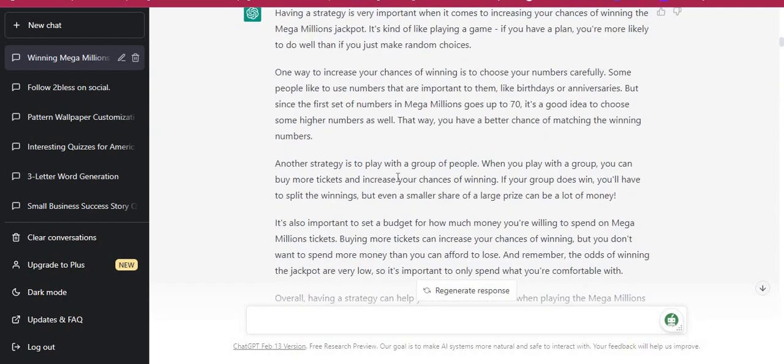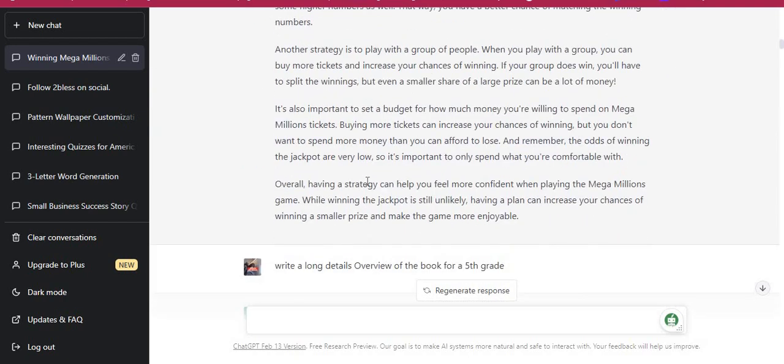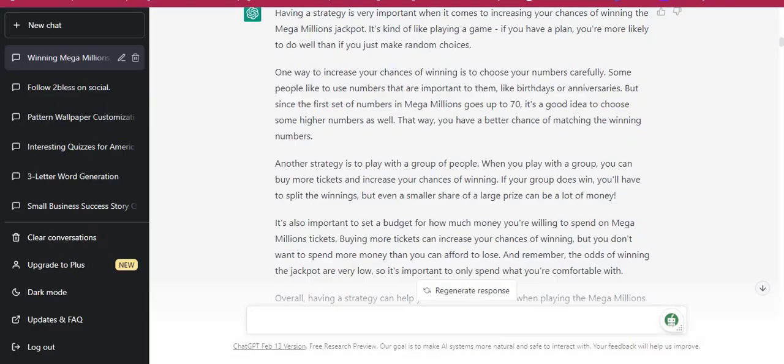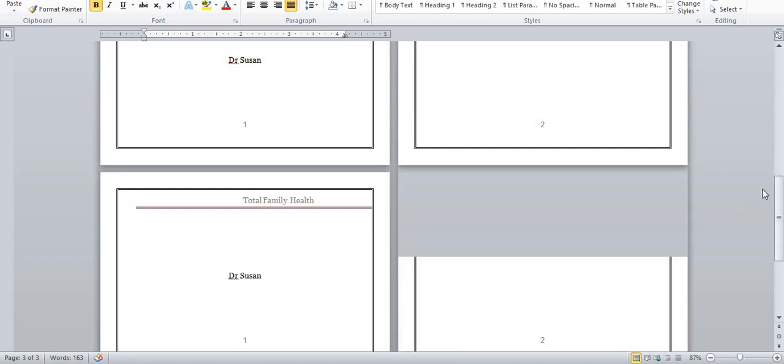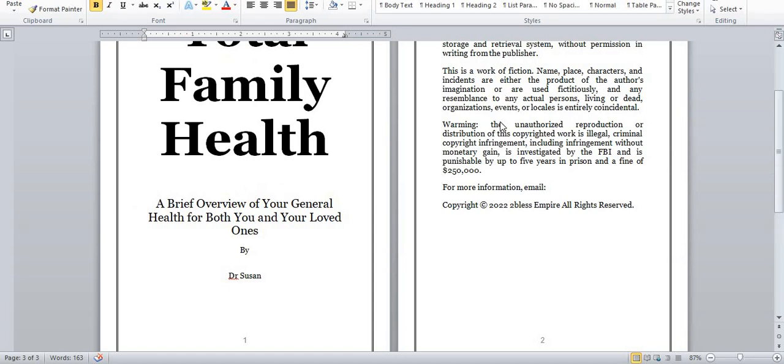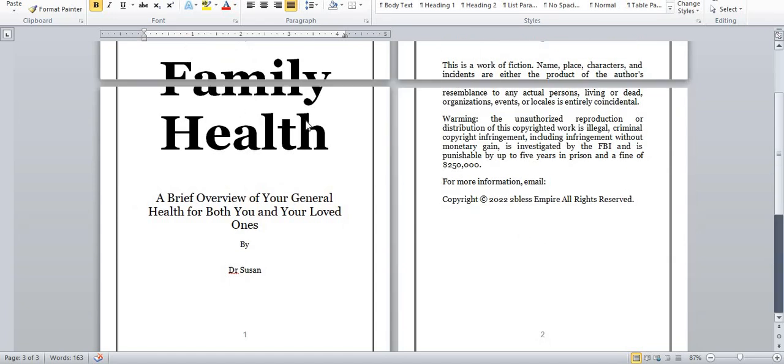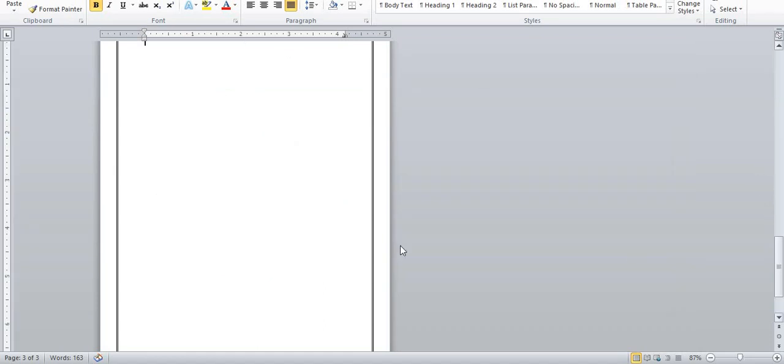So I'm going to pause this video and copy this into my Microsoft Word. You have to have a Microsoft Word. So here is my Microsoft Word right now. This is a template that I have already prepared for the book that I published the last time. I'm going to change the title, but I'm going to copy the articles that ChatGPT generated for us. I'm going to copy all of them here right now, and I'll get back to you guys.